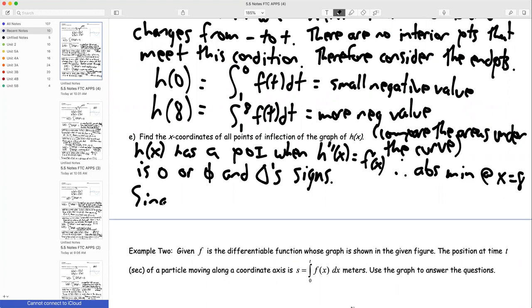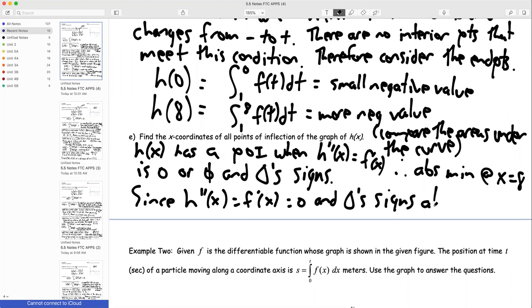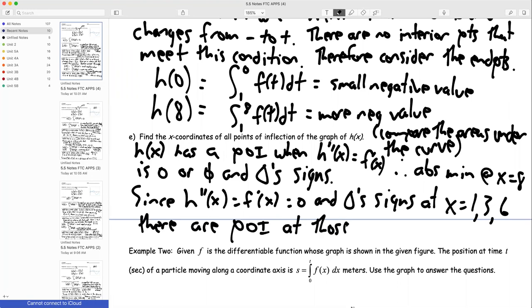So since h double prime of x, which is equal to f prime of x, equals 0 and changes signs at x equals 1, 3, and 6, there are points of inflection at those points.